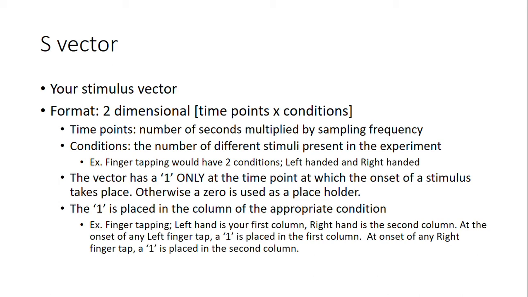The conditions will be, like I have an example here, if you're doing finger tapping, left hand will be condition 1, right hand will be condition 2. So left hand would take up column 1, right hand would take up column 2. The matrix is all zeros. The only place there will be a 1 is at the onset of a stimulus. Other than that, there's no offset notation, and that 1 will only be in the column of the event. So if the event is left hand, you'll see a 1 in column 1 at that time point. If it's right hand, you'll see a 1 at column 2 at that time point.